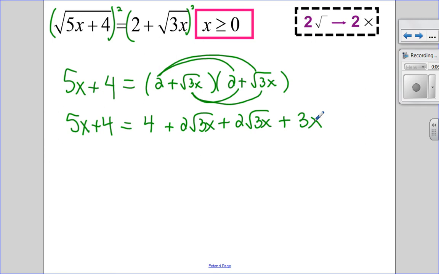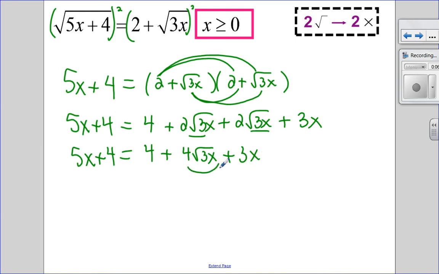So you can still see I have a root there. That's why I have to go through the process 2 times. So let's combine my like terms. So I have 4 plus 2 root 3x's and 2 root 3x's is 4 root 3x's. And I want to isolate my root. So I want to get this guy here all by himself. So I'm going to subtract 4 from both sides and subtract 3x from both sides.